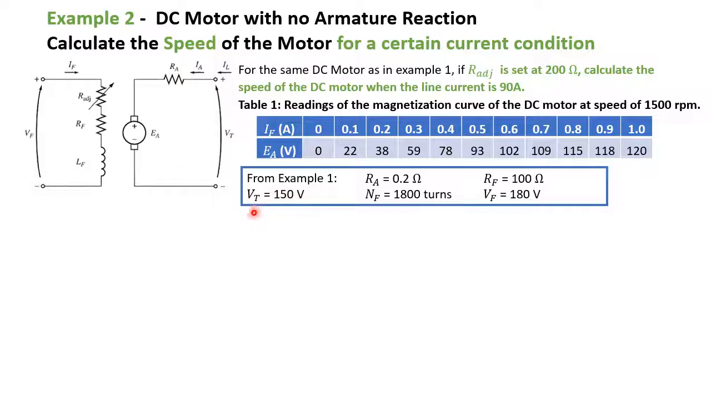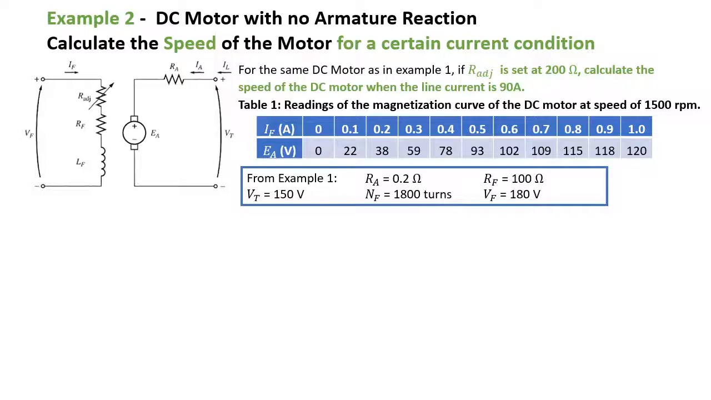From example 1, we had a terminal voltage of 150 volts, an armature resistance of 0.2 ohms, a field winding of 1800 turns, field winding resistance of 100 ohms, and a field winding voltage of 180 volts. Now we have this adjustable resistor and it is set at 200 ohms. So what we're going to do is calculate the speed of the DC motor when the line current is 90 amperes. So the line current is this IL.